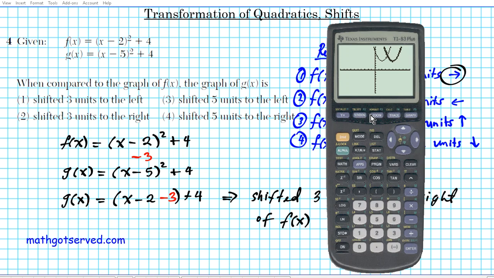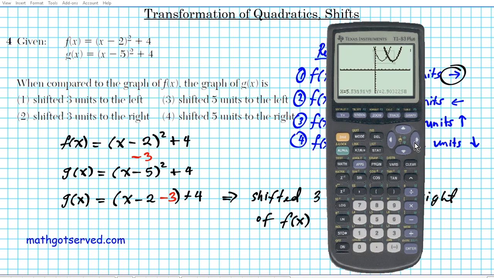Okay, let me just zoom in a little bit more so that you can see what I'm talking about. So I'm going to use my zoom box feature. What we're looking at is we're comparing the vertices. If you just focus your attention on the vertices, you can basically determine what kind of transformations are happening on the graphs.